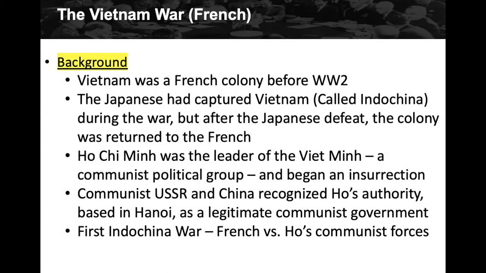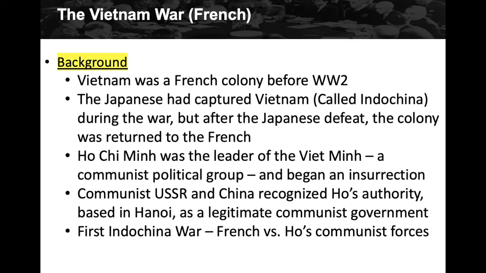Okay, so before we get into the Vietnam War, we have to talk about some background of why this turned into a big issue in the first place. Vietnam was a French colony before World War II. It was called French Indochina. Before World War II, the French basically governed this as a colony. The Japanese had captured Vietnam, which again is called Indochina, during the Second World War, but after the Japanese defeat, the colony was returned to the French. So after World War II, the French still have a lot of control and influence there.